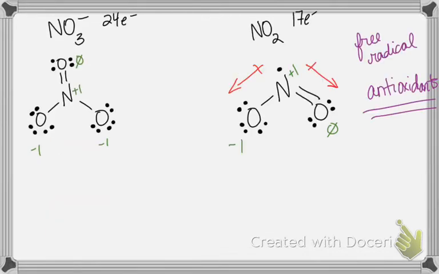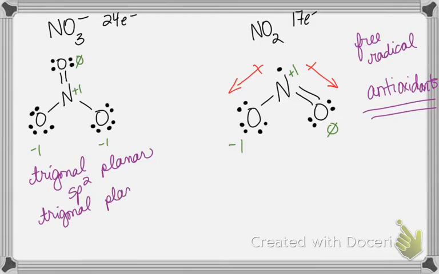Next, we have the nitrate ion. N is the central atom. There's three domains around the nitrogen. So that's trigonal planar, sp2. And the shape is also trigonal planar. Nitrogen dioxide is the next one. Three domains around the nitrogen. 1, 2, 3. Because even a single electron counts as one domain. It's trigonal planar. It is still sp2 hybridized, but this one is bent.